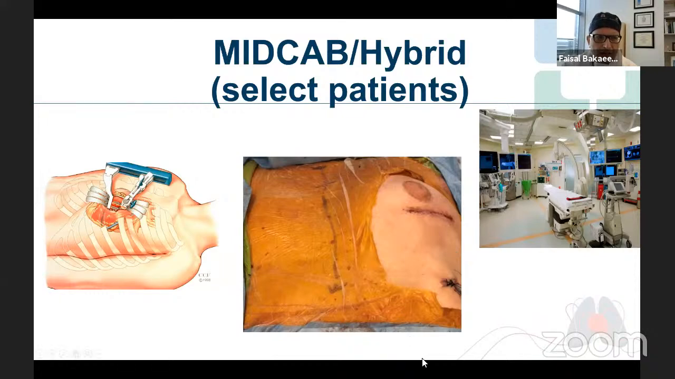But the minimally invasive stuff does have a role for cosmesis, less transfusion, less insult to the body. And in certain patients, for example, on steroids or immunosuppression, avoiding sternotomy and potential complications of a sternotomy is a good idea.